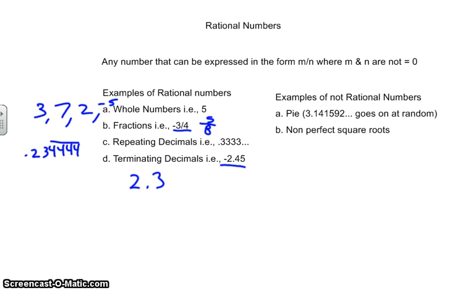So if we think, we have patterns in A, B, C, and D. A, a whole number, it ends. It ends at the whole number. B, it's a fraction. So it's expressed with 2 whole numbers. C, repeating decimals. So I have a pattern that goes on. It repeats the same pattern forever. And D, with terminating decimals, it stops. It ends.